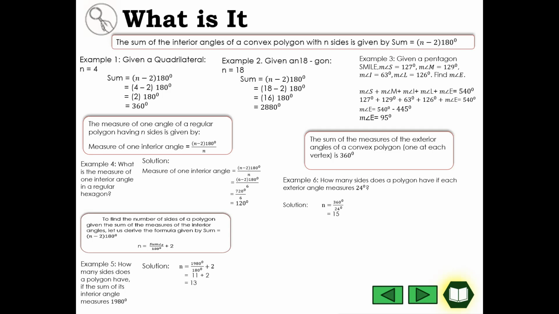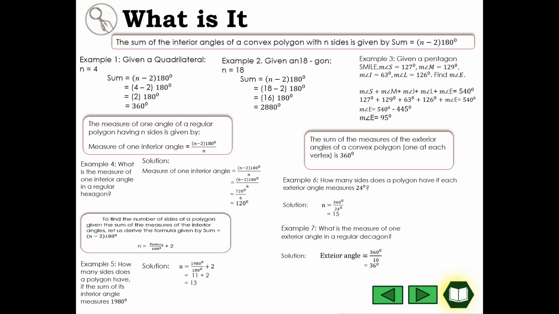Okay, so let us have another example. Example number 7. What is the measure of one exterior angle in a regular decagon? Okay, so we are looking for the measurement of an exterior angle given a regular decagon. So we just need to divide 360 by 10. So we have 36 degrees.